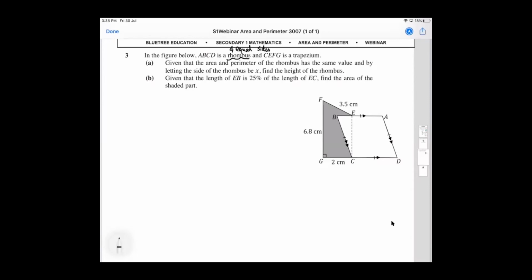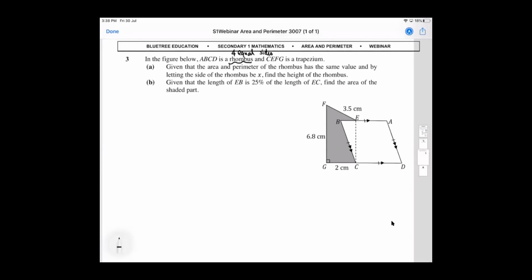So all the related formulas, we have to relate to them. Let's recall first, for a rhombus, the area is base times height, or one side times the perpendicular distance between that side and its opposite side.